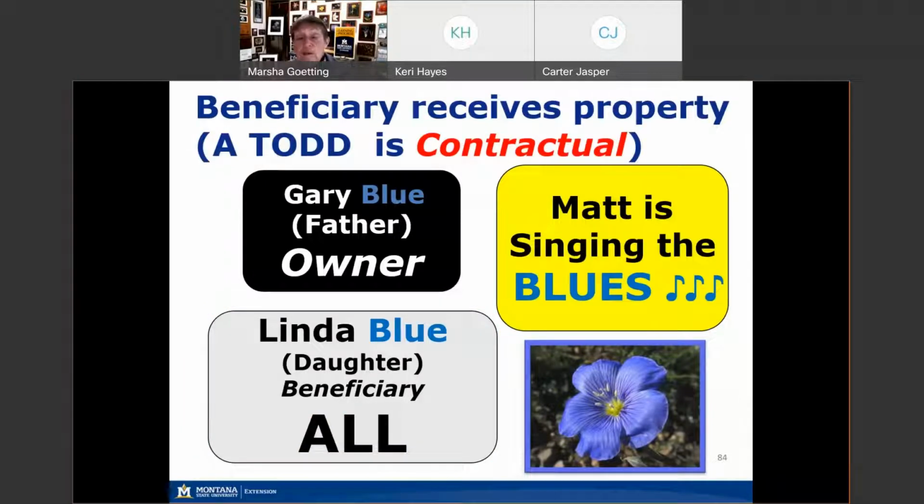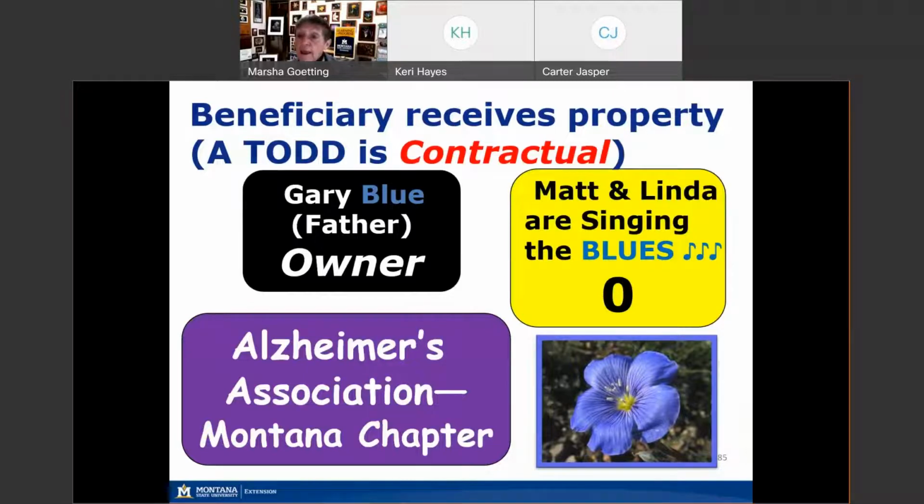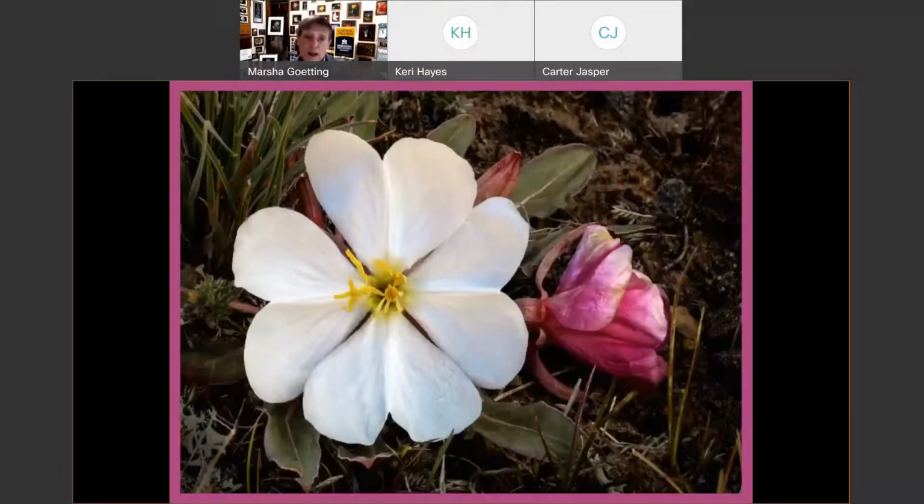And of course, Matt's singing the blues because he didn't get the property. Now, we could also name a nonprofit. So how about the Alzheimer's Association, for an idea, of course. And now, though, we've got both Linda and Matt singing the blues. All right, so you can't undo a beneficiary deed with a will, and it doesn't matter if the will was written later or if the will was written earlier. The transfer on death deed becomes a contract.